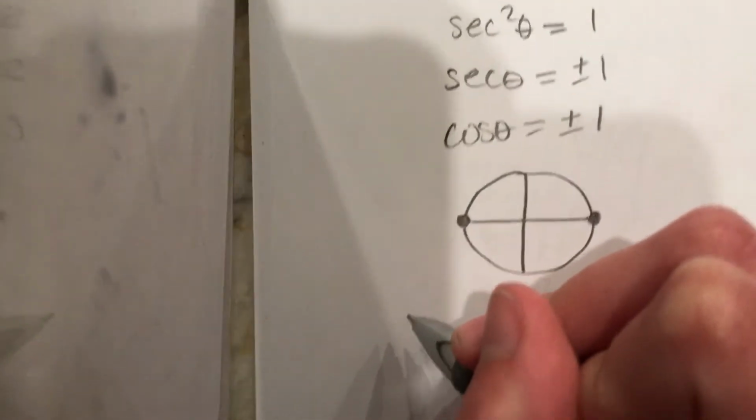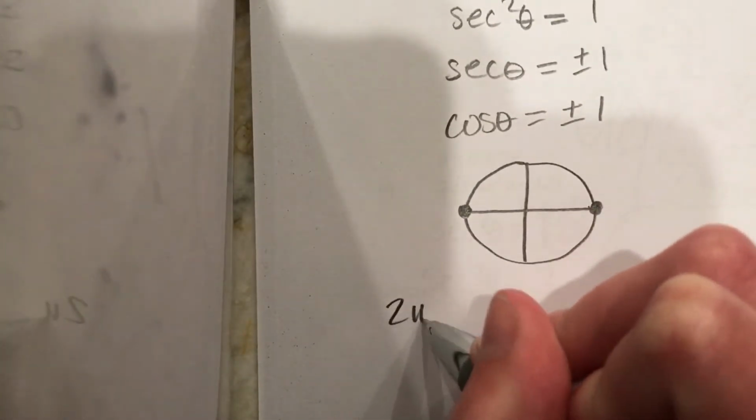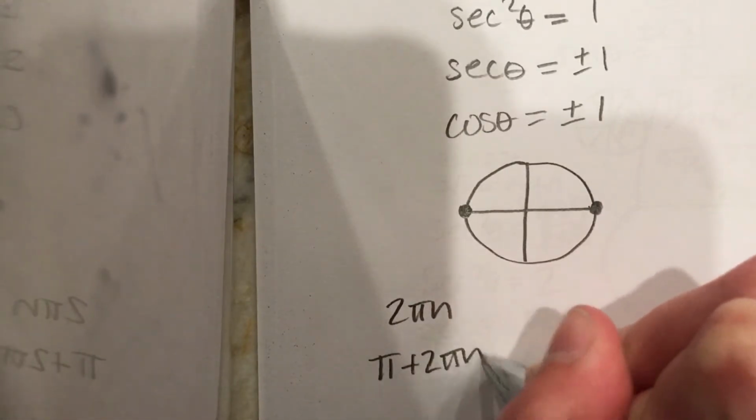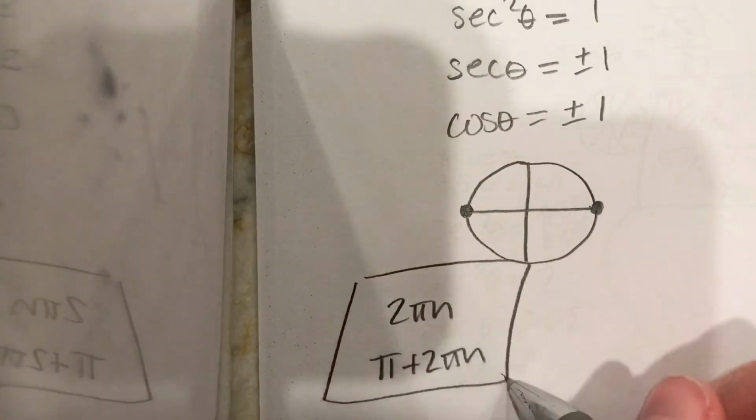So then on your unit circle, cosine is positive 1 here and negative 1 here. So then you'd have 2 pi n and pi plus 2 pi n as your answers.